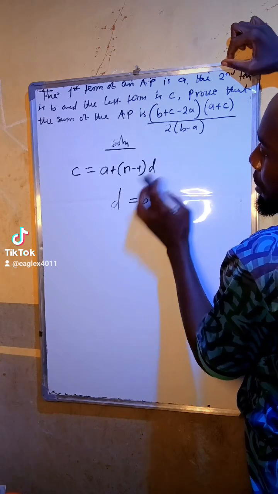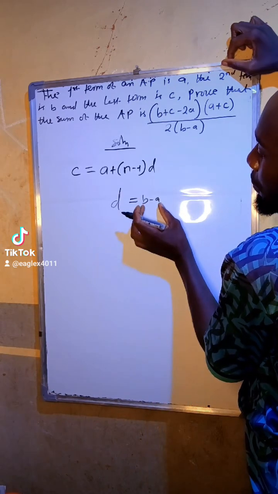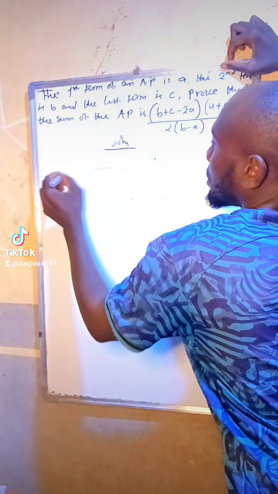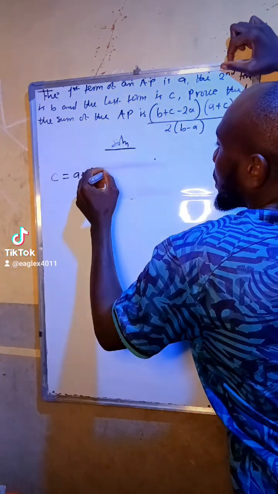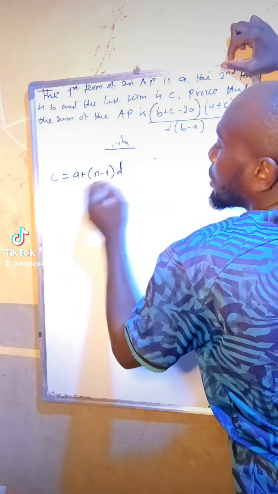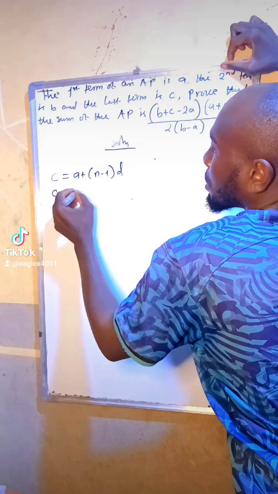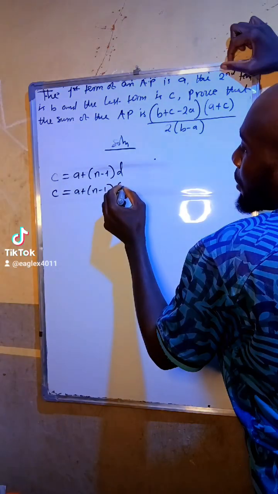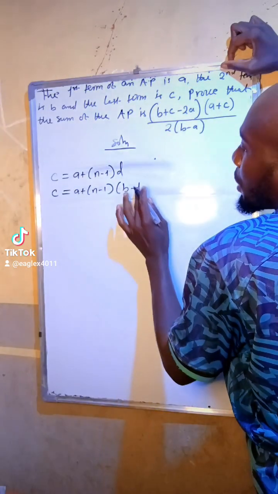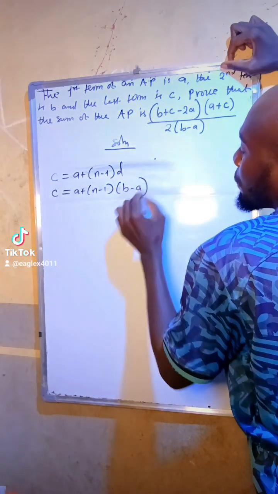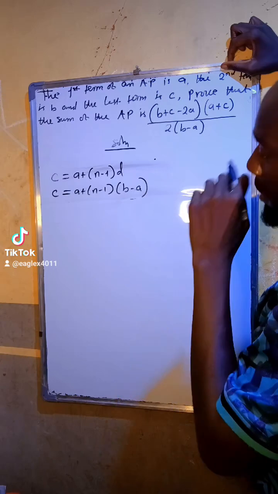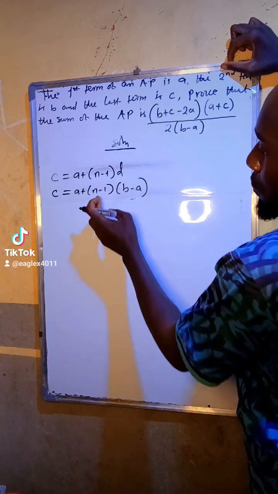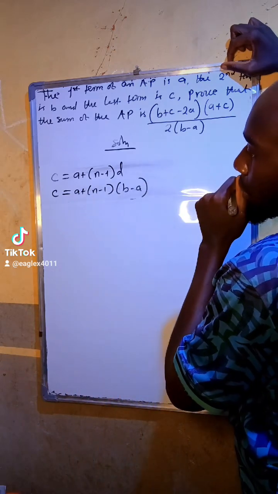Okay, instead of writing this D, we'll substitute it with B minus A, so that I can write C is equal to A plus N minus 1 close bracket multiplied by B minus A. As we said, the difference of the second term and the first term is our value of D here. Okay, let's solve for this N since we don't know the term here.